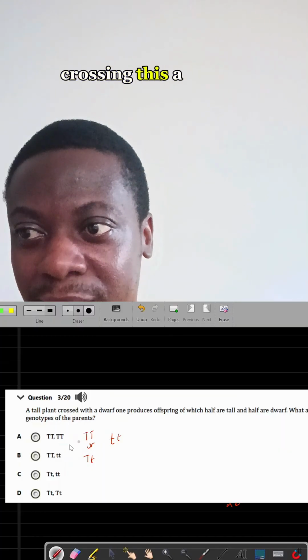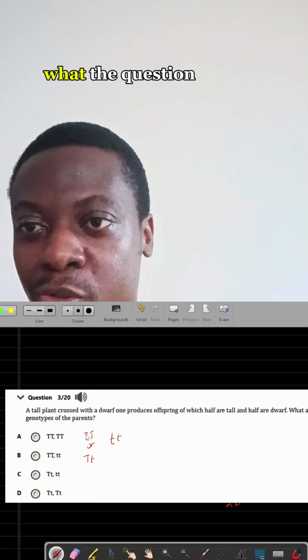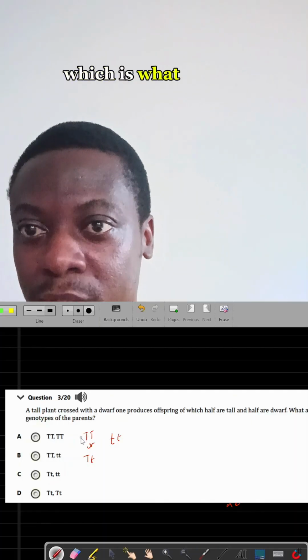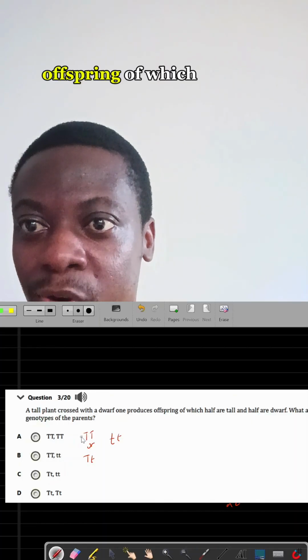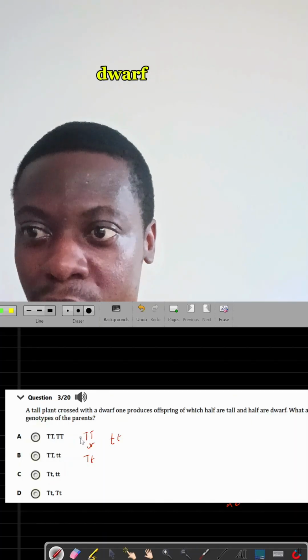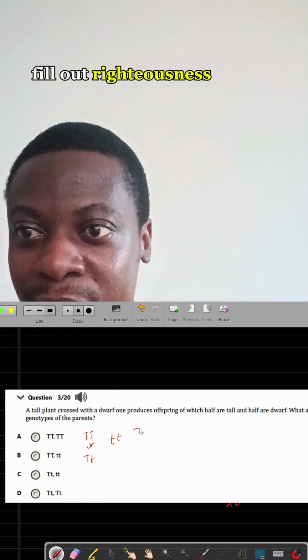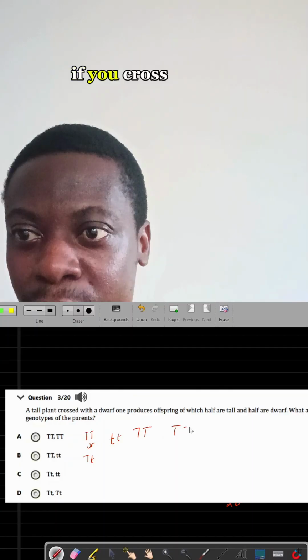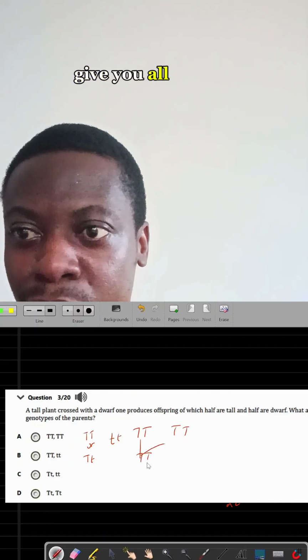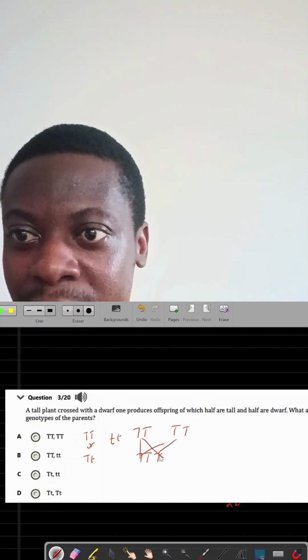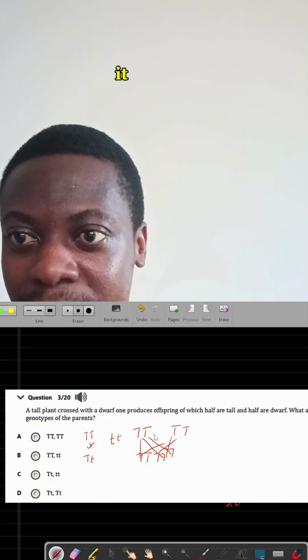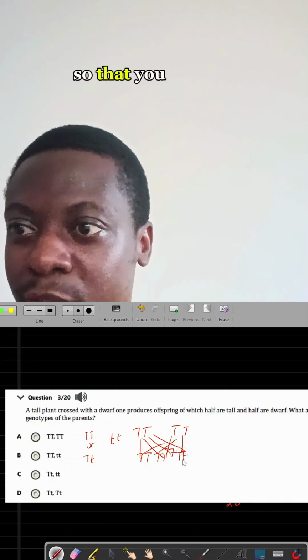What you just need to do, I don't want to waste time crossing this A because I know it can never give you what the question is asking for, which is offspring of which half are tall and half are dwarf. That is the end product. That is the offspring you are looking for. But then let me just cross it for righteousness. If you cross this, it will give you all tall. There is nothing here. That's why I don't want to waste time crossing it. But I'm just teaching you the trick so that you understand how this thing works.